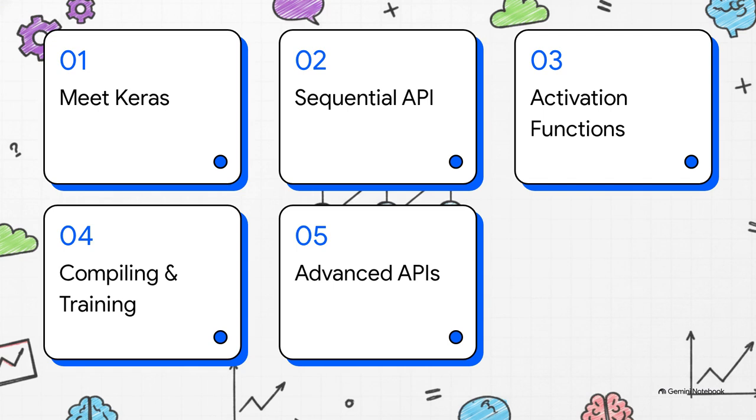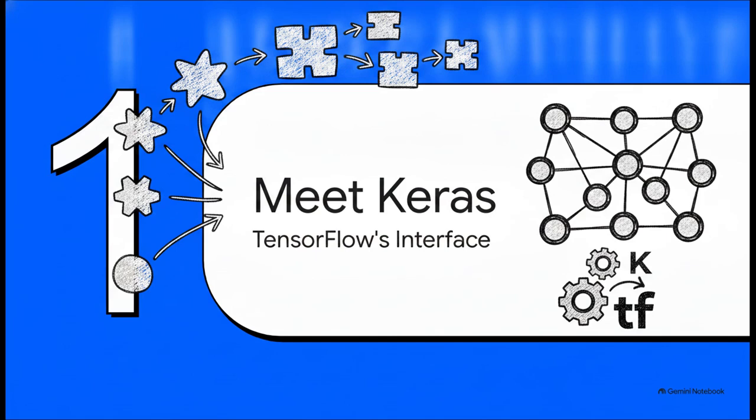Here is the builder's journey we are taking today. First, we'll officially meet Keras. Then, we'll start building with the Sequential API, demystify those tricky activation functions, compile and train our models, and finally, take a peek at some advanced APIs and frameworks. All right, let's jump straight into Section 1.